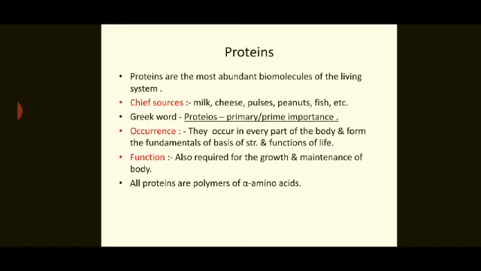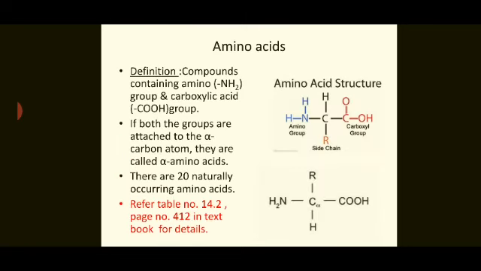All proteins are the polymers of alpha amino acids, which means the basic structure of proteins is the alpha amino acid. So let us start with the study of amino acids. The word itself suggests it: amino means the NH2 group and acid means the carboxylic acid group, that is the COOH group. So the compound containing both an amino group and a carboxylic acid group is called an amino acid.